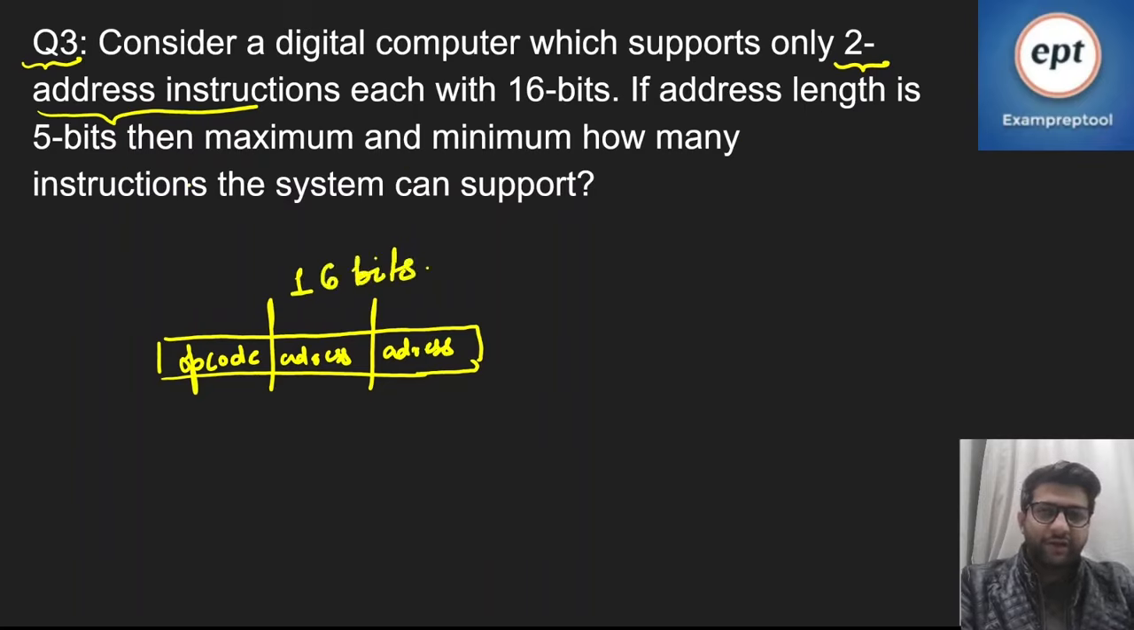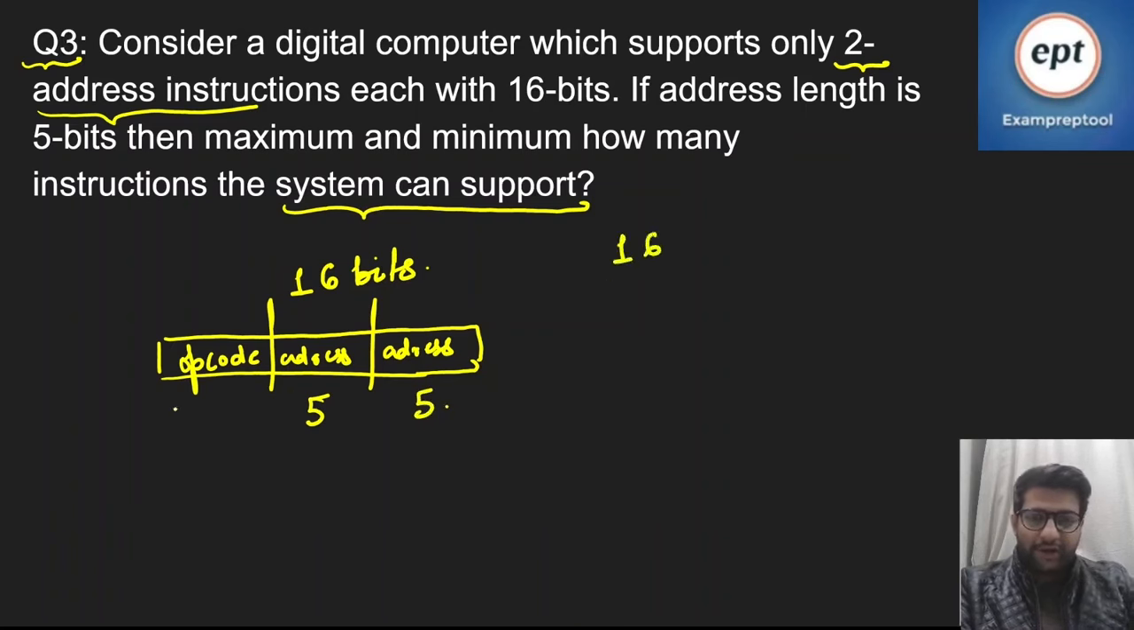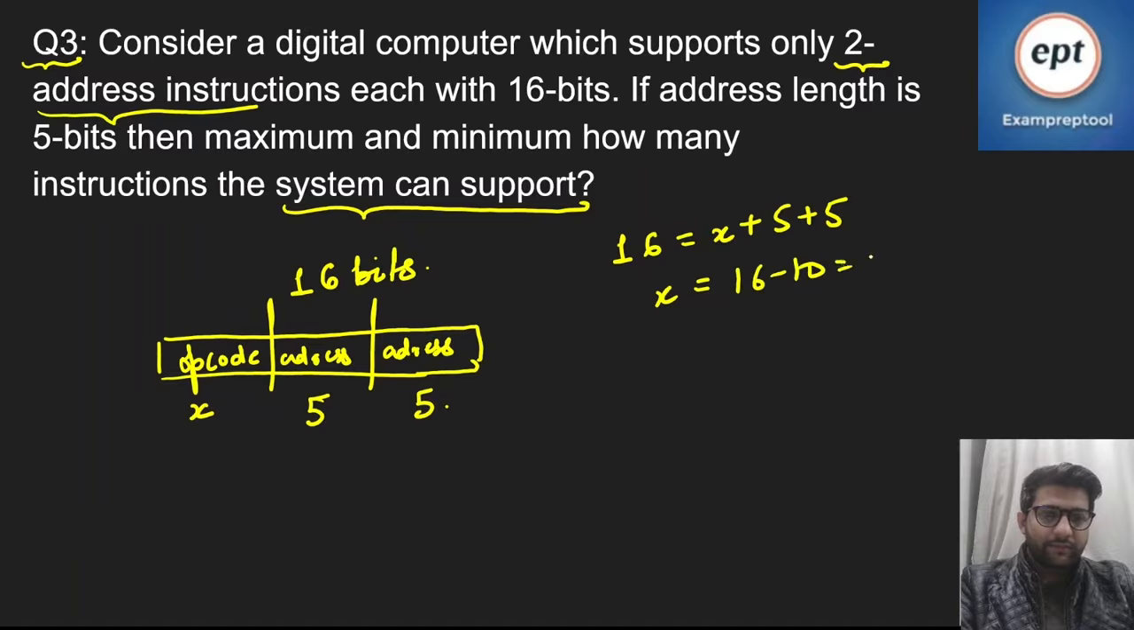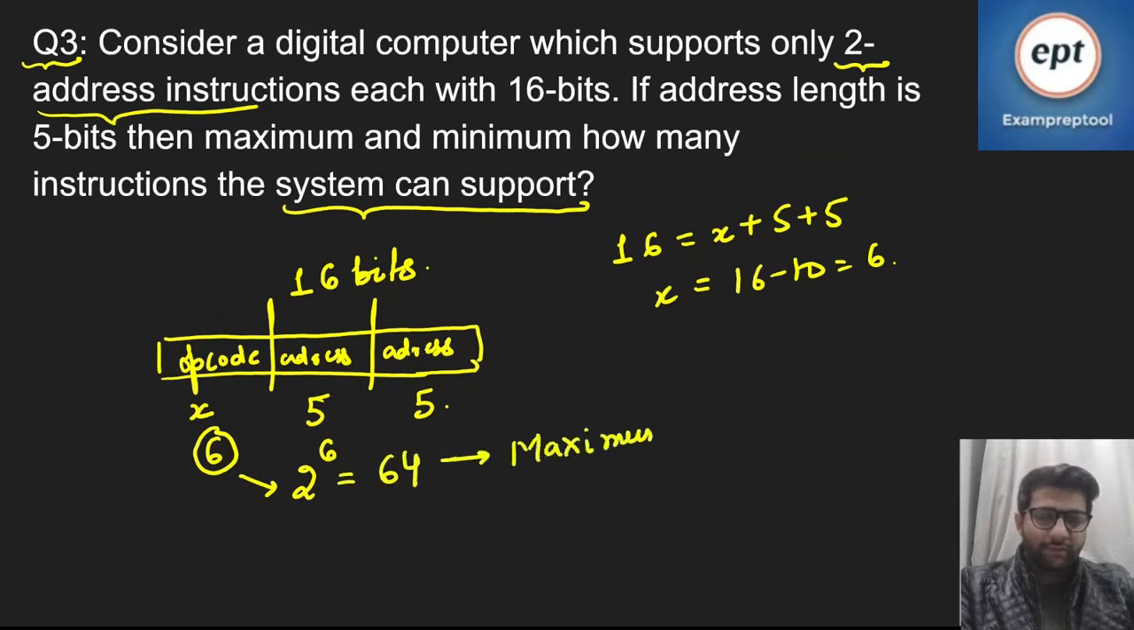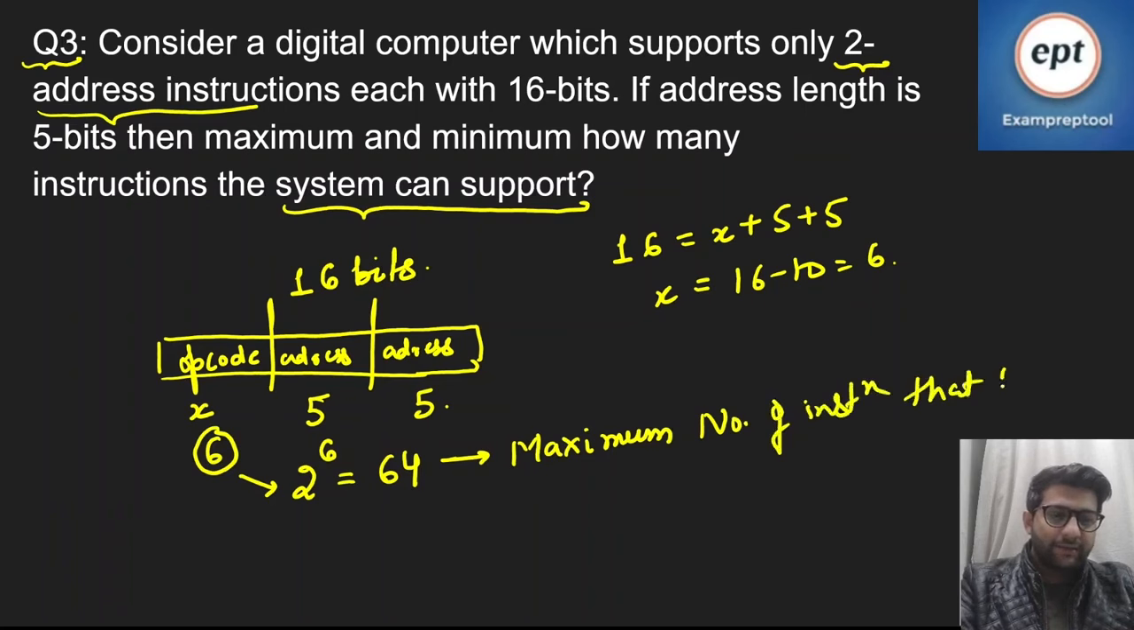Now if the address length is 5 bits, then what are the maximum and the minimum number of instructions that the system can support? So it is given that the address length is 5 bits, right? So if the total number of bits is 16 and the number of bits for opcode is x, then the value of x will be what? The value of x will be 6, right? Now if we have 6 bits for opcode, then how many different values can we represent? That will be 2 raised to the power of 6, which is 64, right? And these are the maximum number of instructions that the CPU can support.